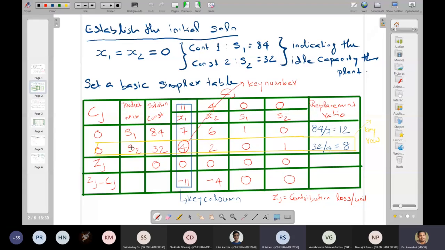If the replacement ratio values are vice versa, it will be the same thing. Instead of 12 and 8, it had been 8 and 12. Then you would probably be taking that key number as 7, no, sir? Yes, if it was the other way around, X1 will replace S1, not S2. Got it, sir. Thank you, sir.